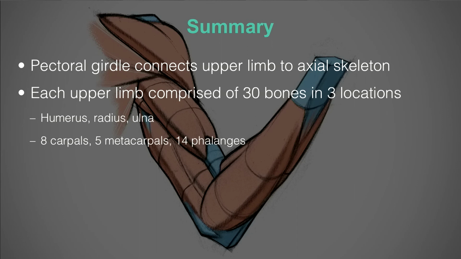Each upper limb has 30 bones. You can probably list all of them. You should be able to list all of them in three main locations or compartments. If you can't name all of them right now, they're listed for you here. Humerus, radius, ulna, carpals, metacarpals, phalanges. Names of the carpals you know as well.